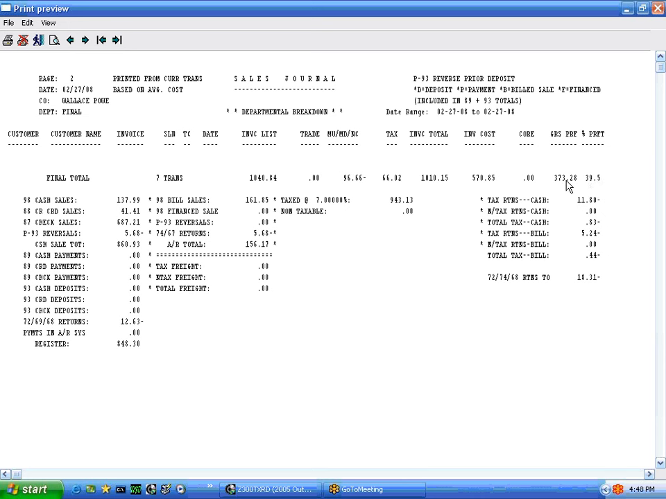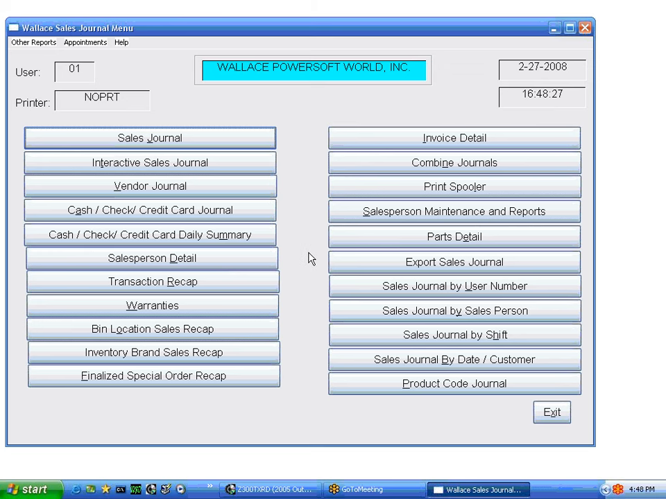We averaged 39%. This is my gross profit for the day. This is how much is in the register today. This is what I billed to my accounts receivable today, $156. That was the sales journal.